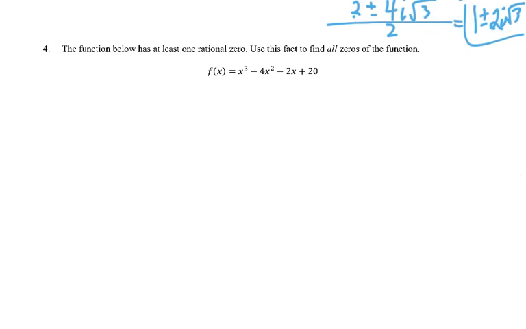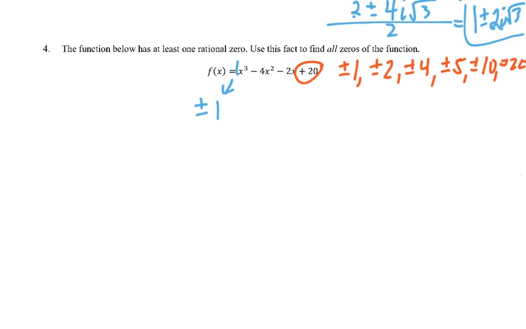So let's look at an example. It tells us that the function below has at least one rational zero. Use this fact to find all zeros of the function. It's written in descending order, so the order of our polynomial is fine. Our ending coefficient is 20, so possible values in the numerator are plus or minus 1, plus or minus 2, plus or minus 4, plus or minus 5, plus or minus 10, and plus or minus 20. There's a lot. Our leading coefficient, though, is a 1, and so the possibilities for the denominator are just plus or minus 1. So it's essentially all of these values over plus or minus 1, which is just those values.